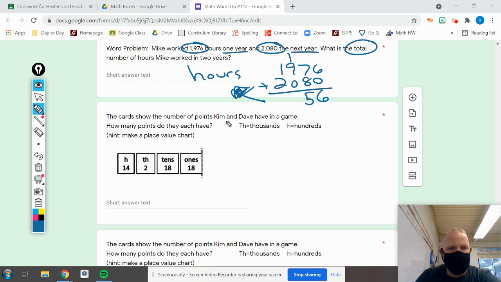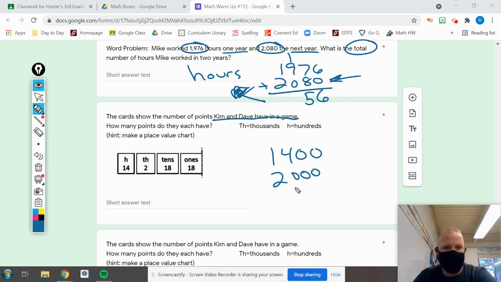These cards show the number of points Kim and Dave have in a game. So this is their points. How many points do they each have? So all we're doing is taking this place value and putting it into our standard form. Standard form being like an actual number like this. So we have 1400s. We have 2000s. We have 18 tens. And 18 ones.